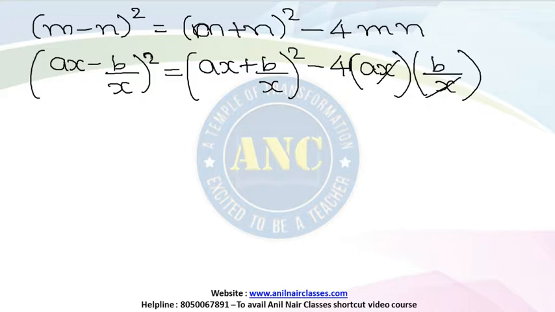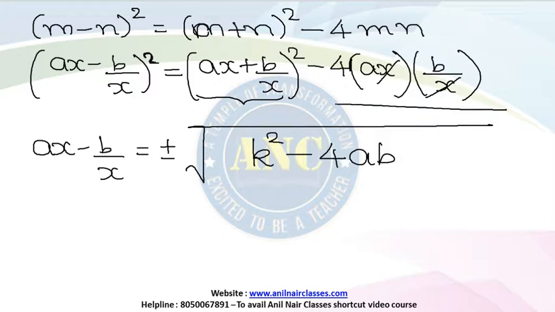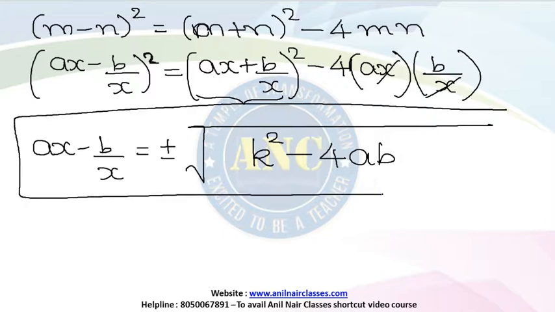But I don't want the square term on the left hand side. So ax minus b by x can be written as, take the square root on both sides, plus or minus square root of ax plus b by x, which I will call k. It becomes k square minus 4ab, right? One of the conditions I proved out of two. The other one is exactly the opposite thing, sir.